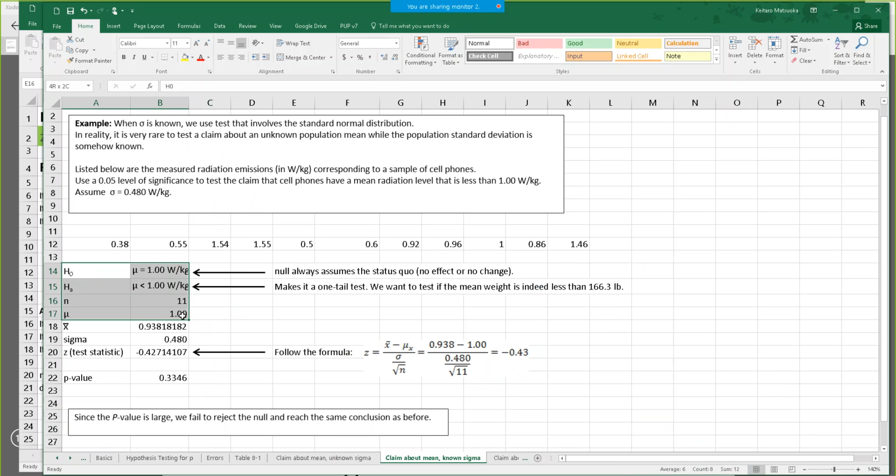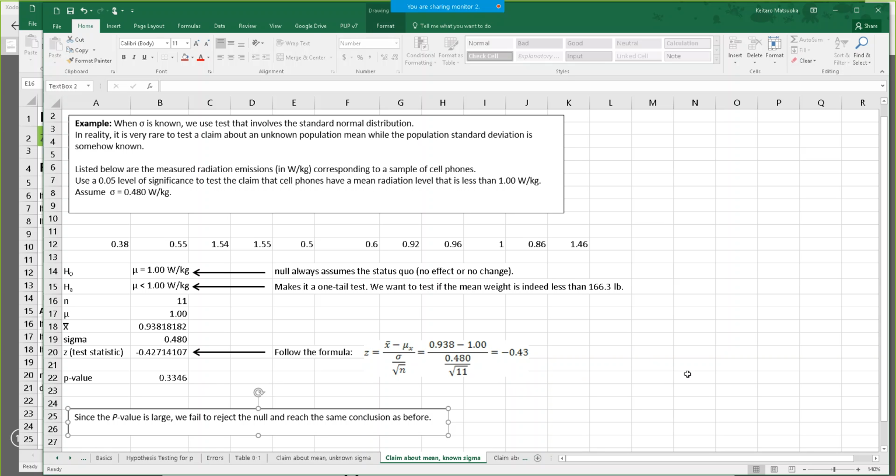Same thing. Test statistic requires z, so x bar, mu, sigma, and an n. So same situation, except that we know sigma. Let's just assume we know sigma to be 0.48. So that's what sigma is going to be. Still calculate the x bar. Mu is still 1.00. N is going to be 11. So we have all the components to calculate z, which is this. And this spreadsheet will spit out the p-value for you, and same conclusion. Okay, we failed to reject the null hypothesis.